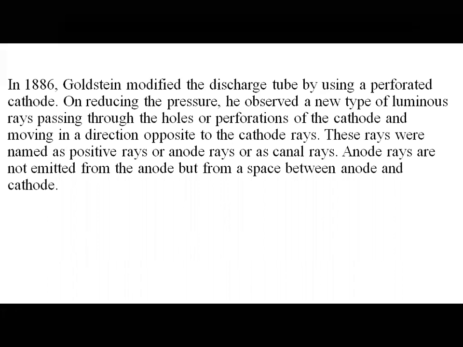These rays were named positive rays, anode rays, or canal rays. Anode rays are not emitted from the anode, students, but from the space between anode and cathode. They were moving away from the anode, therefore they were called anode rays. Please students, I am repeating this again and again. Cathode rays were originating from the cathode, reacting with the gas particles, so the name came cathode rays. But anode rays were not originated from the anode, they were from some space in between anode and cathode.